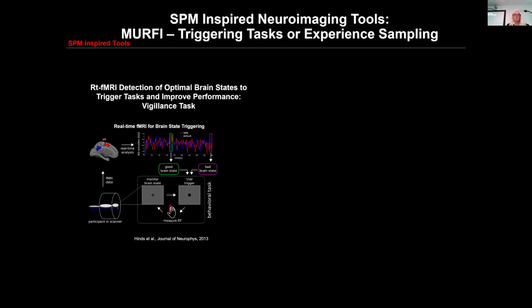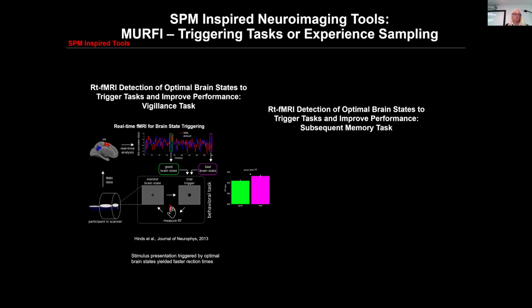We trigger the stimulus, and then if we think the person's in a bad vigilant state, when the DMN is high relative to the SMA, we trigger the stimulus again. So we have good states and bad states, and then the patient responds. And what we find is that when we present the stimulus triggered by optimal brain states, we got faster reaction times. So we use this kind of model to explore other tasks.